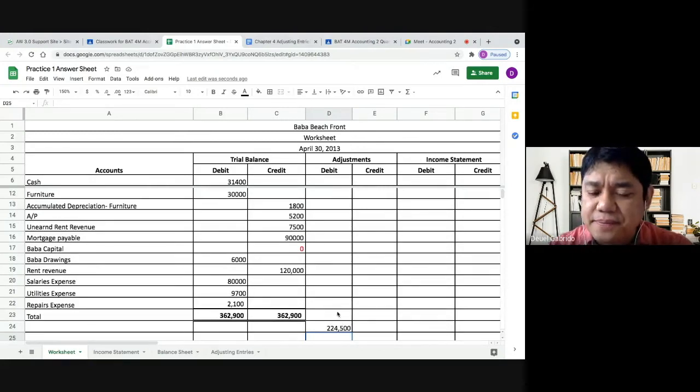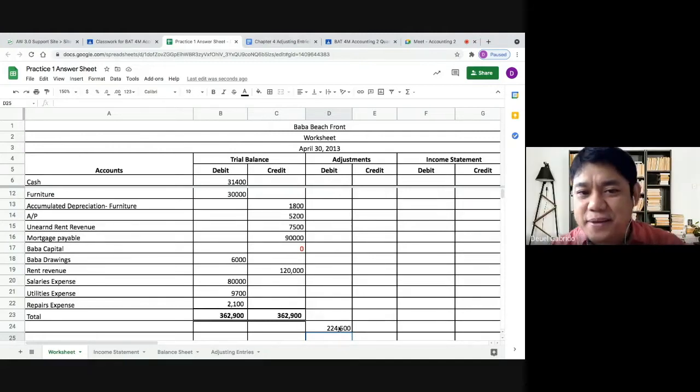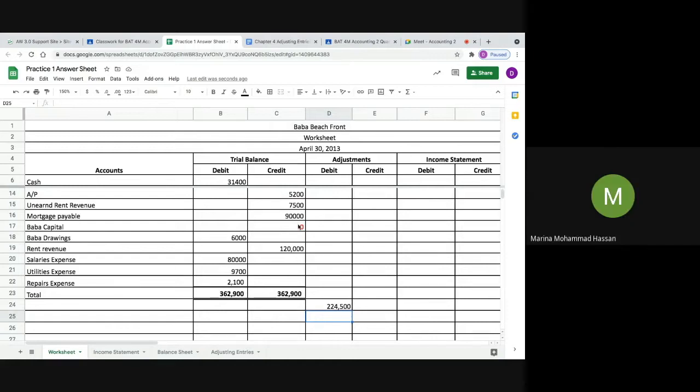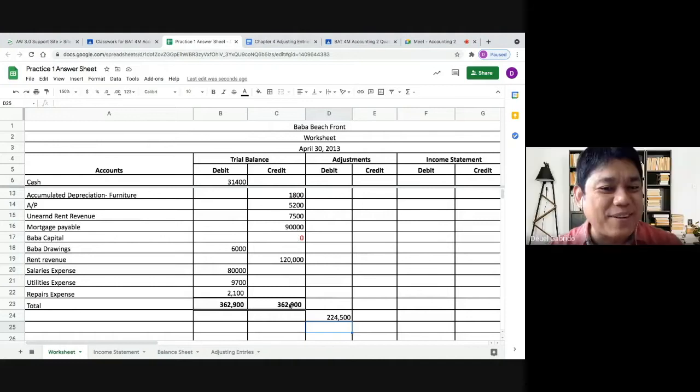Is this the value of the capital or not yet? No, not yet. We have to subtract this one from 362,900, the total. Correct. Okay, very good.